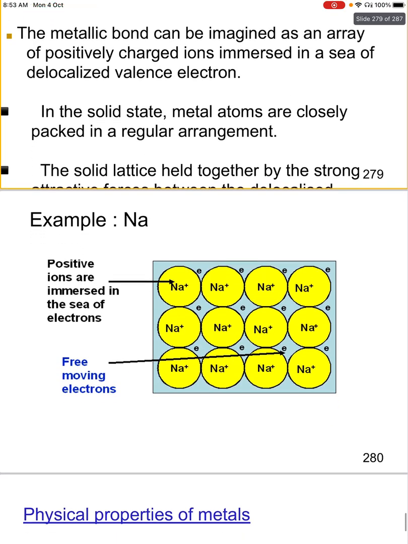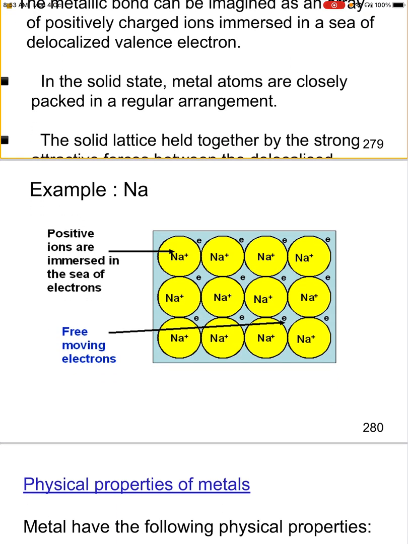For example, we look at this model. This model is called the electron sea model. And when you want to explain the metallic bond, you have to explain about the electron sea model.